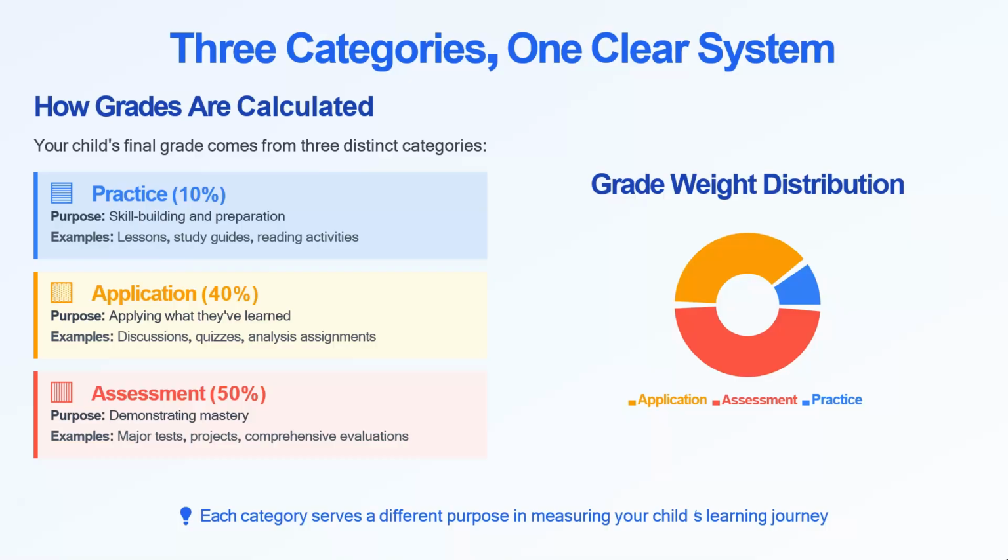There are three categories in our program that constitute the way that students are going to be graded, and as you can see here, the majority of it, the bulk of it, comes from the application and the assessment category. The application category is 40%, assessment 50%, and practice 10%.